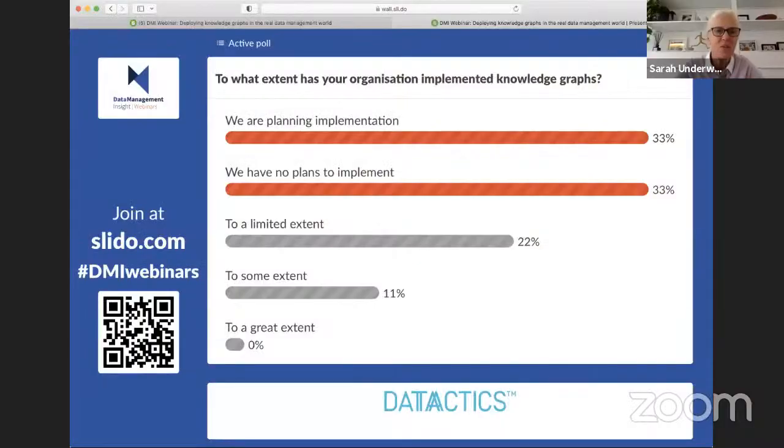Okay, that's lovely. Can we see the poll results and see how our audience are getting on with knowledge graphs? David, would you like to comment on those results?